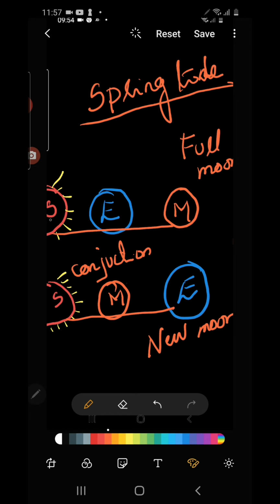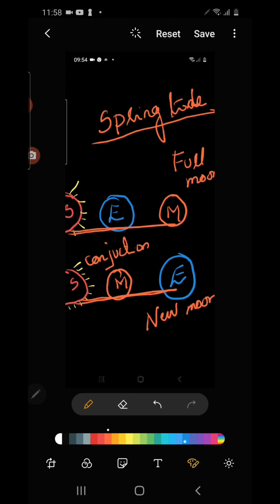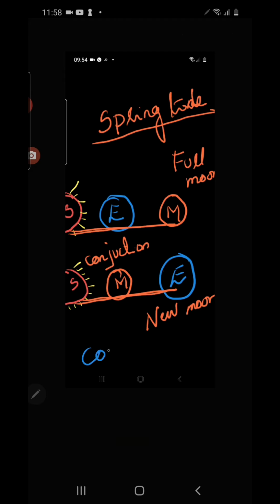Now you see the sun and moon in the opposite direction, with the earth in the middle. But in the conjunction and also in the opposite direction of sun and moon, what happens? These three heavenly bodies come to a straight line. Since they come to a straight line, the moon and sun can exert a combined gravitational pull on the ocean water of the earth. Combined gravitational force.